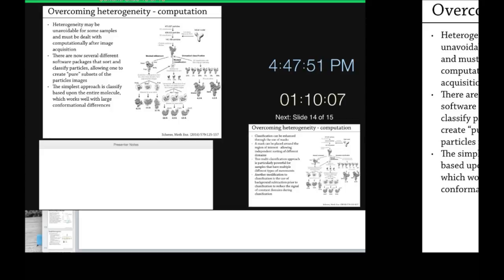If you take FREALIGN, what they do is they weight particles based on how well they cross-correlate with your initial model. And so as you go through rounds and rounds of FREALIGN, the particles that you would call junk, they're just going to downweight them. So in the end, you use the same sort of idea that things that don't look the same aren't going to contribute strongly to your reconstruction.